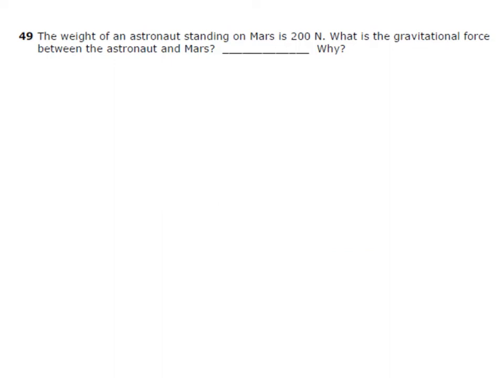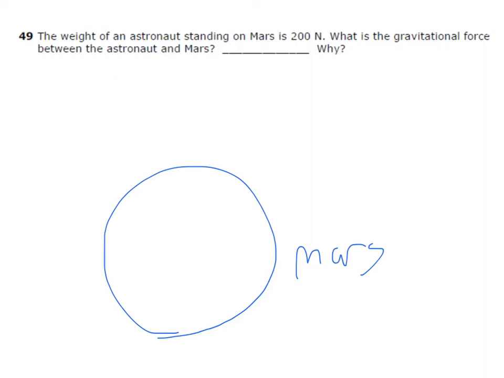Number 49, the weight of an astronaut standing on Mars is 200 newtons. What is the gravitational force between the astronaut and Mars? So we have Mars right here, and we have the astronaut right here. And he's standing on Mars. Maybe his feet aren't quite touching in my drawing right here. He's standing on Mars. So there's a net force acting on him. Well, that force is actually acting on him and acting on Mars.